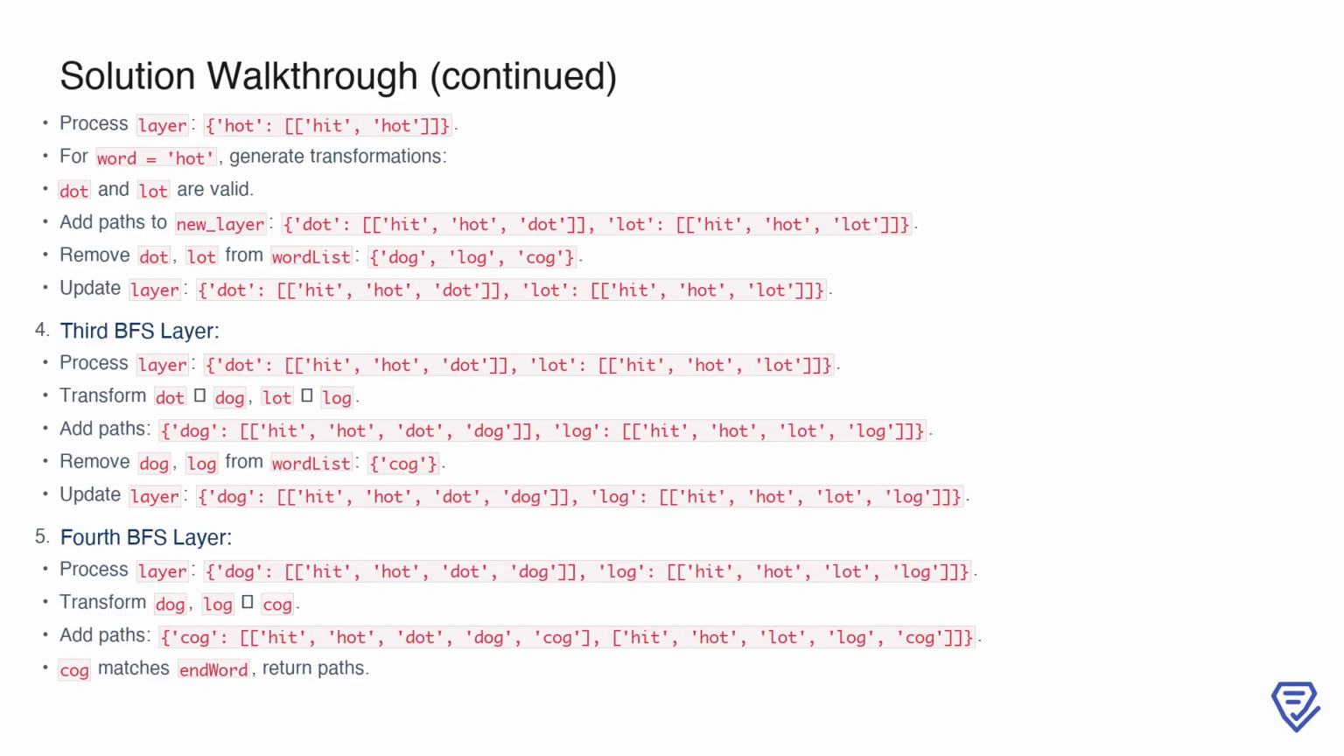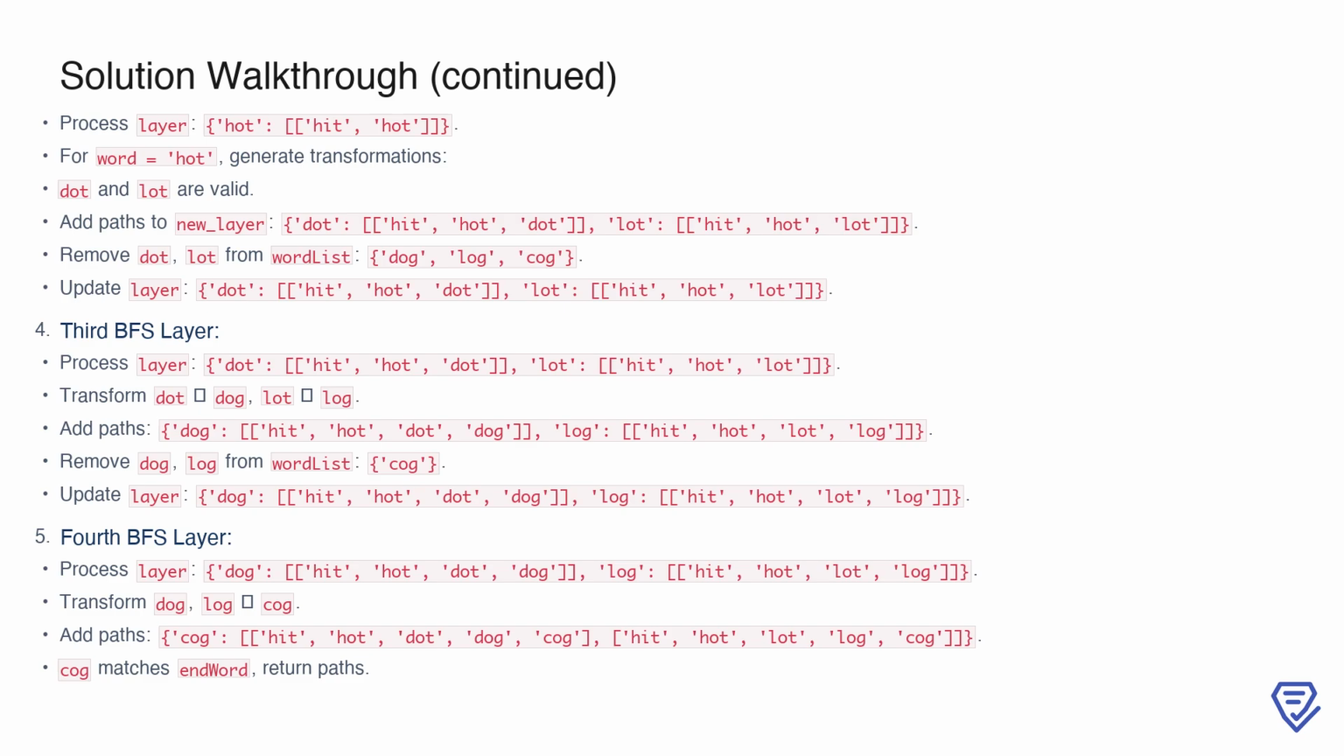After processing hot, we remove dot and lot from the word list, leaving dog, log, cog. The layer is then updated to dot, hit, hot, dot, lot, hit, hot, lot. In the next layer, we process dot and lot. For dot, the valid transformation is dog, and for lot, the valid transformation is log.